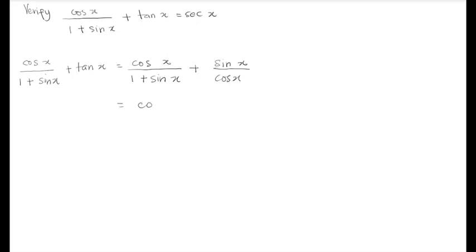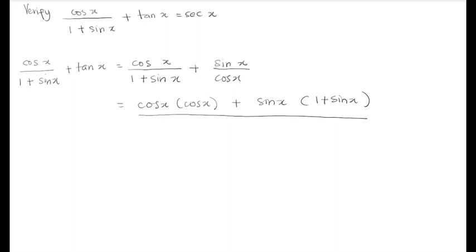So cos x here, I will multiply with cos x, plus sin x here, multiply with 1 plus sin x. So our denominator will be the same. I'll make the denominator same. So as I want to make this denominator same, we just multiply cos x here and 1 plus sin x at this side. So we get cos x times 1 plus sin x.